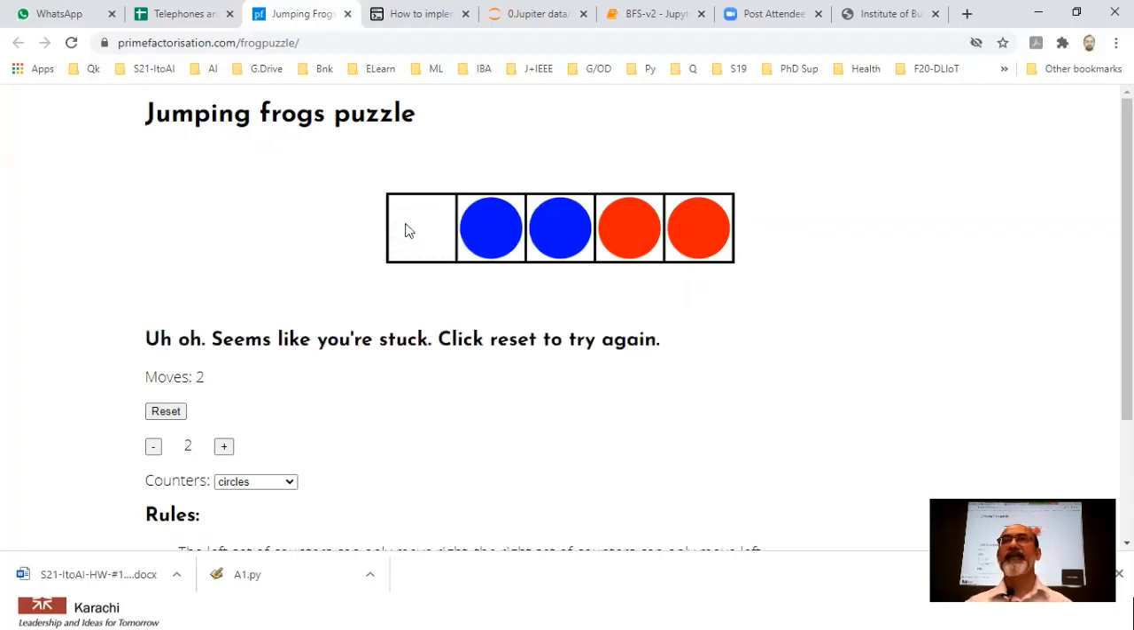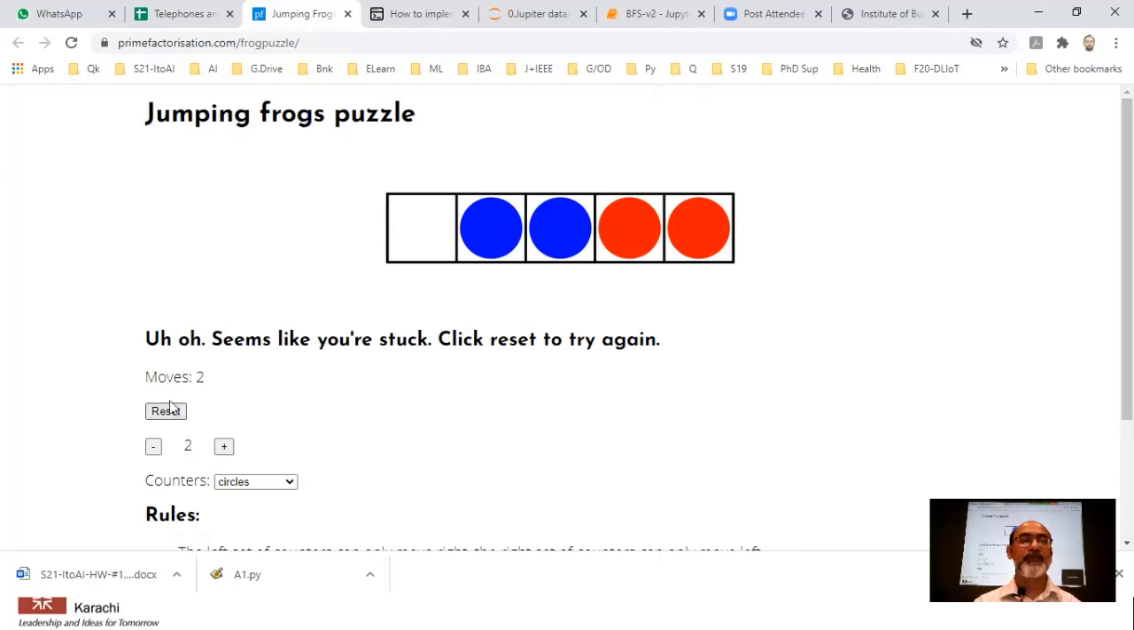And both of these blue frogs go forward. Now the red frog can't make 2 jumps. It can only jump over 1 frog, okay? And it can't go backwards either. So now you're stuck, you've hit a dead end and you've lost the game, okay?